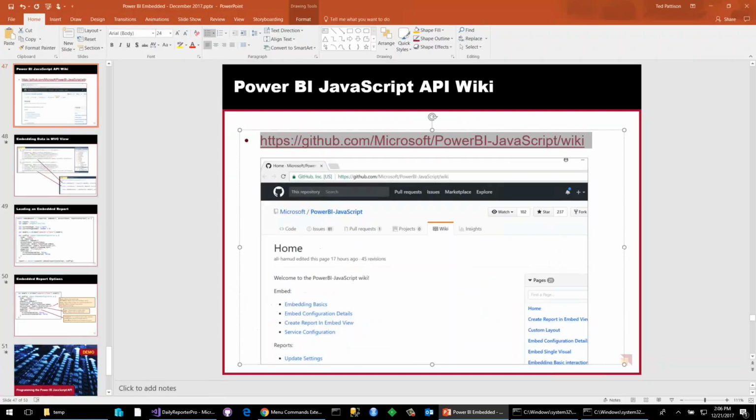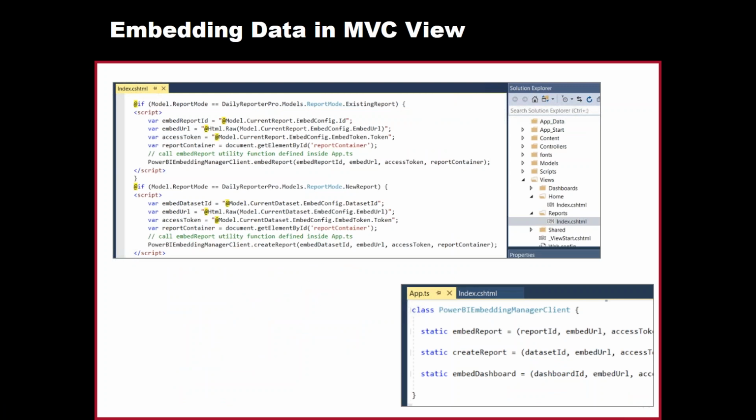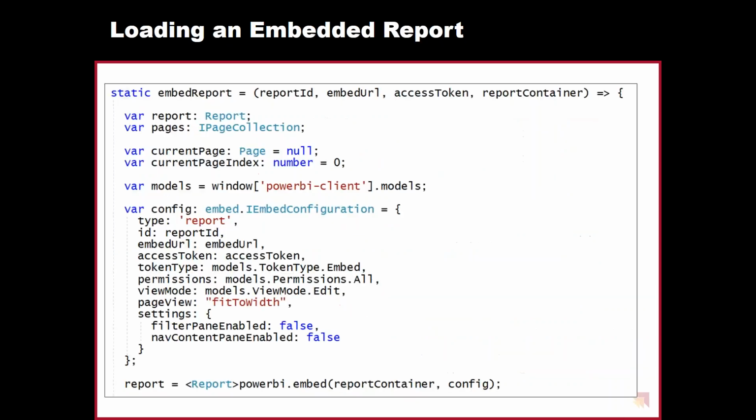Okay, now let's look at a couple different things that I can do with the JavaScript API. So the first thing to see is that the way I've set things up is that I have a report index view that basically takes the information that we need, which is the embed configuration information, the embed URL, and the embed token, and it basically passes them into index.cshtml. But then we call methods that are inside of a TypeScript file named app.ts. So what you're going to see is that app.ts has all the code.